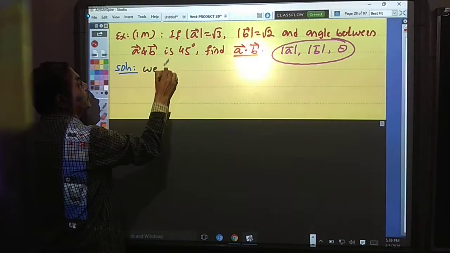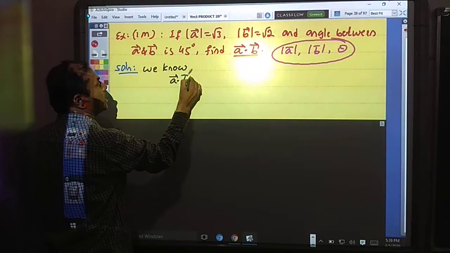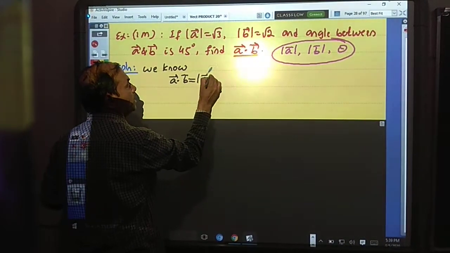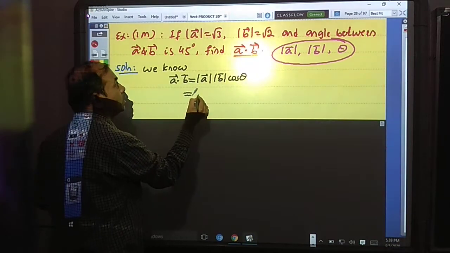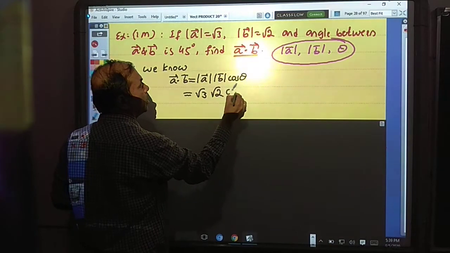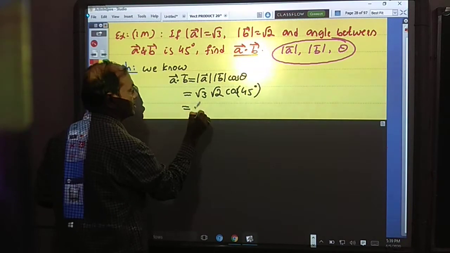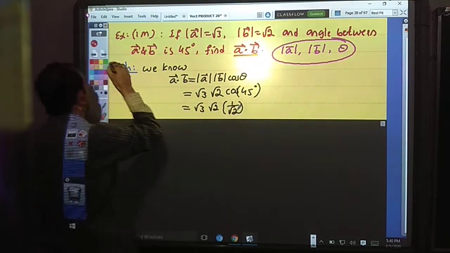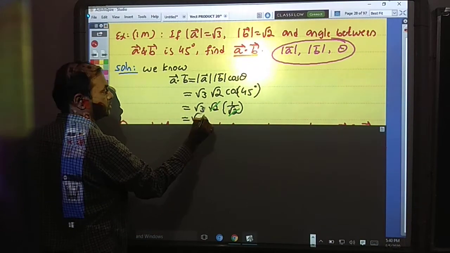So we know this formula. A dot B equal to magnitude A, magnitude B, cos theta. What is magnitude A? Root 3. Magnitude B, root 2. Cos 45. So that is root 3 root 2 and cos 45 is 1 by root 2. So this and this cancel, you get root 3. Answer for this is root 3.